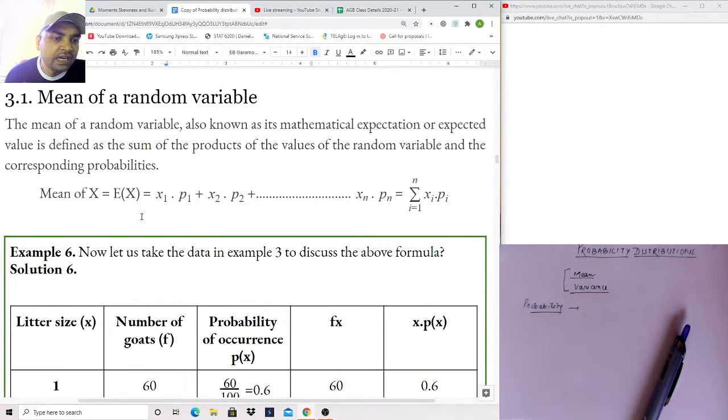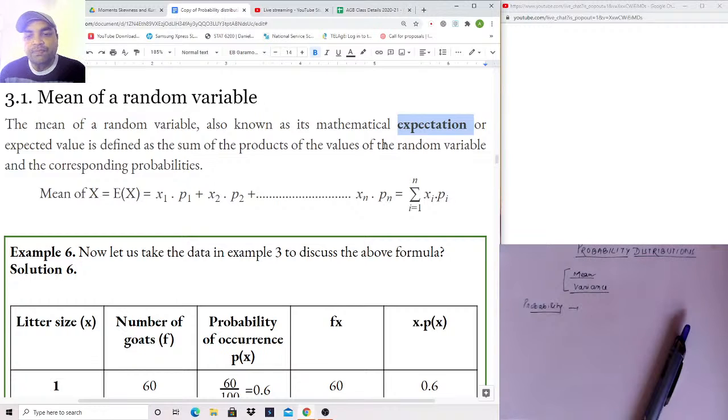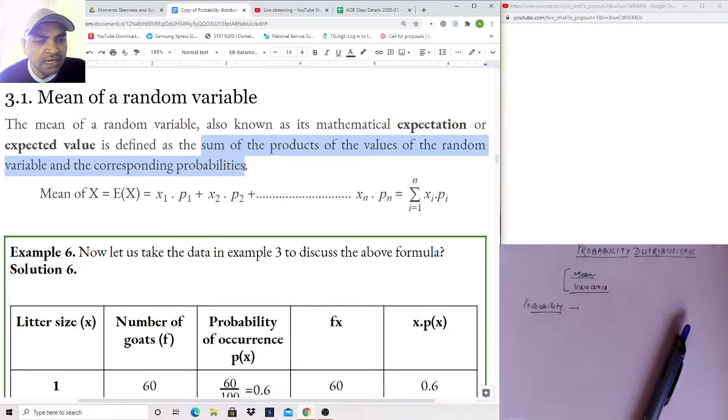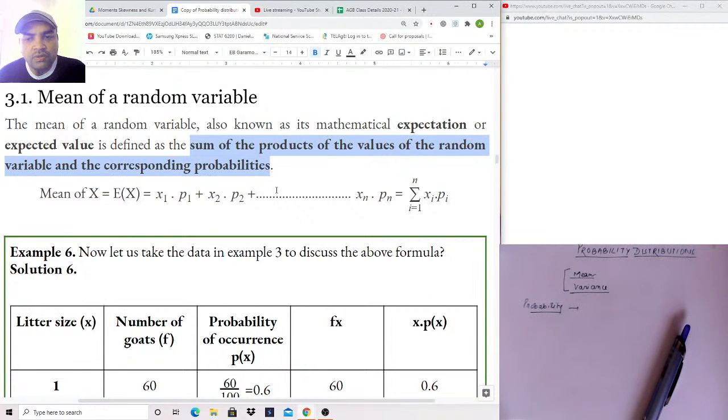So what is the mean of a random variable? The mean of a random variable, also known as its mathematical expectation or simply expectation, or expected value, is defined as the sum of the products of the values of the random variable and the corresponding probabilities. Just concentrate on this word, expectation or expected value. What is it equal to? It is equal to the sum of the products of the values of the random variable and the corresponding probabilities.